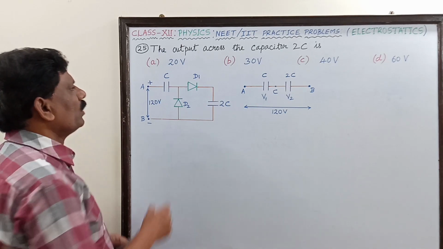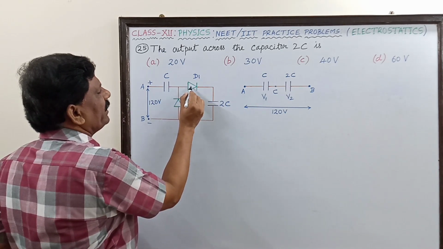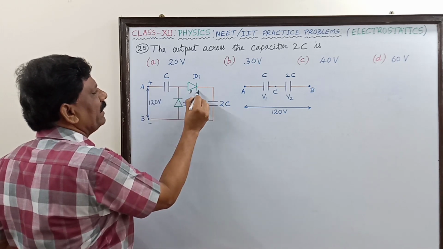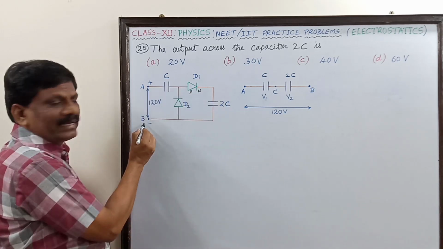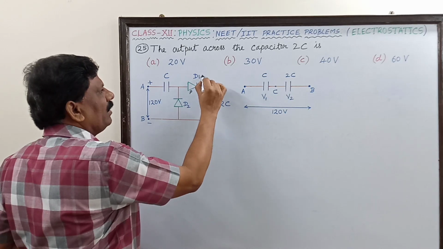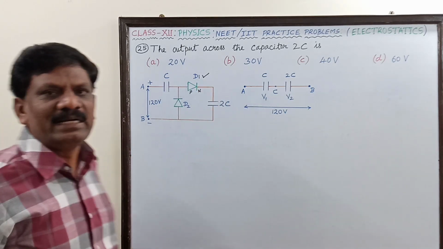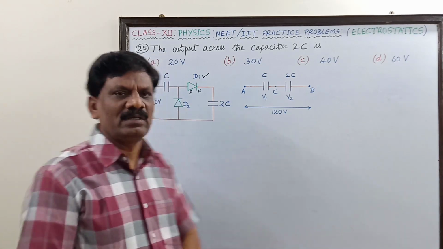Now you look at the P region of the first diode. The P region of the first diode is connected to the positive and N region is connected to the negative. So this diode will be forward biased. This diode D1 will be forward biased and it will send the current in the circuit.